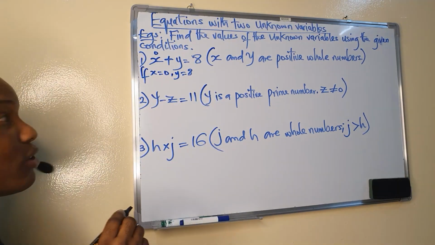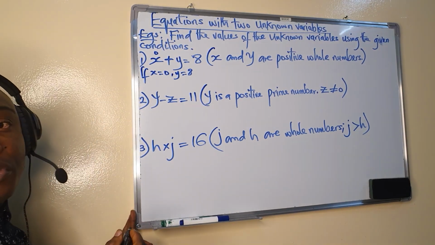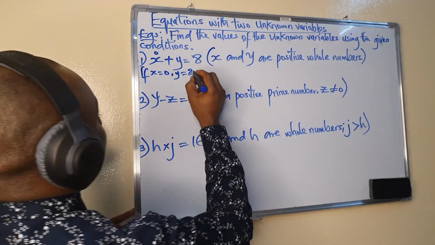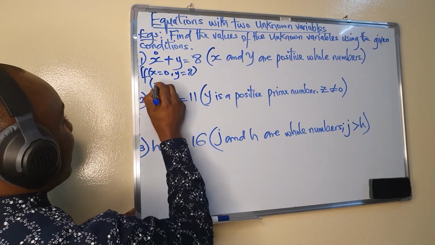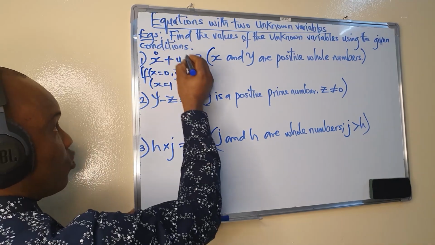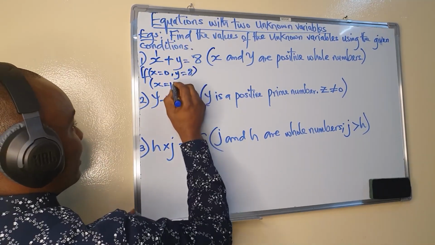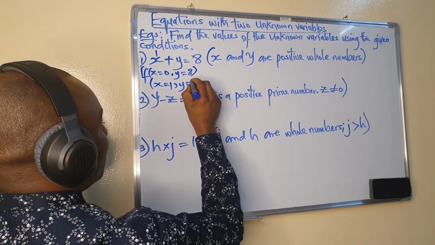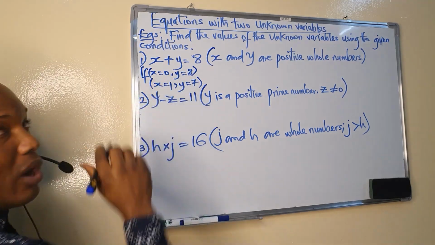Done for the first part. So x can be 0, y can be 8. Both of them are positive numbers. Yeah? Next one. What if x was not 0? What if we make x to be 1? What's going to happen to y? 1 plus what will give you 8? 1 plus 7 will give you 8. So in that case, y will be equal to 7. We have also found the two answers. So when x is 1, y will be 7.